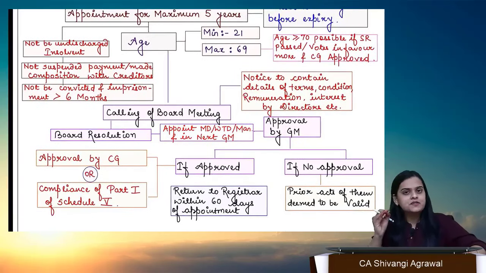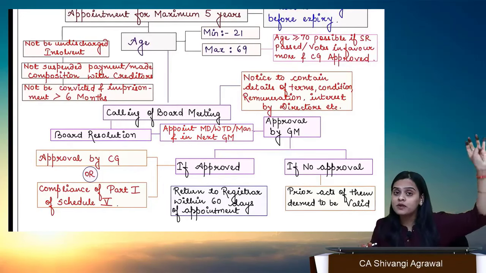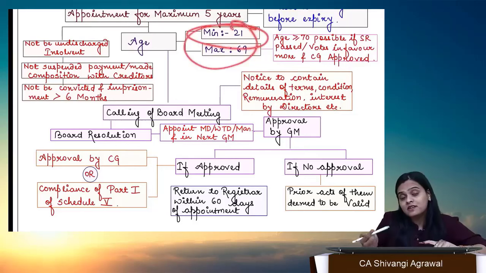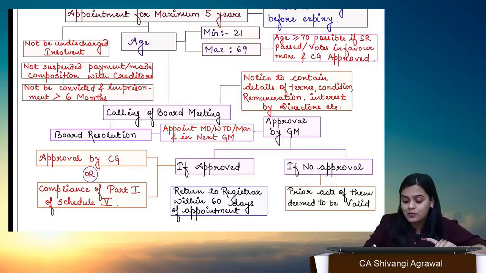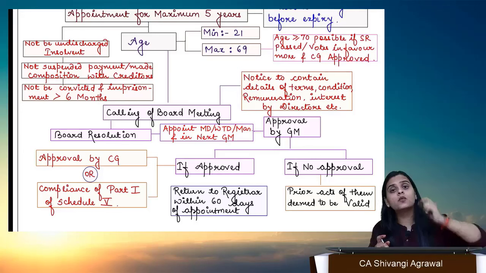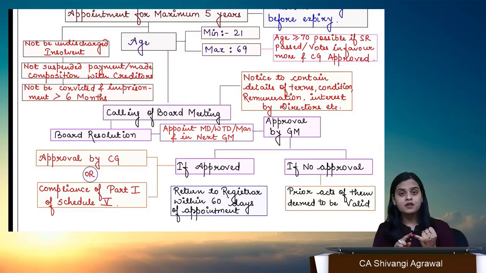Section 196(3) tells us about disqualifications of appointment. That is, who can be appointed as MD, WTD or manager. Such person has to be within this age limit, should not have attained the age of 70 is the language of law, although here I have mentioned 69 is the maximum because ultimately that comes out to be the solution. However, what you will write in examination is that at least of 21 years age and not attained the age of 70.